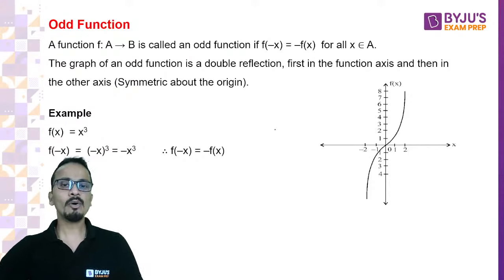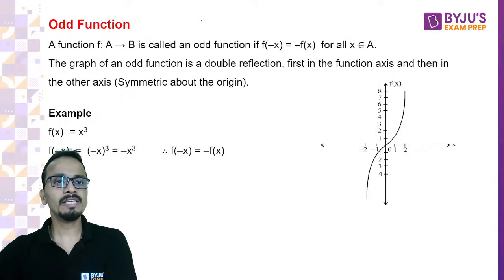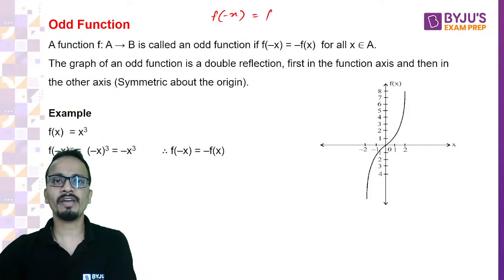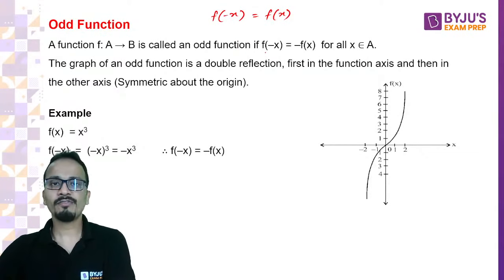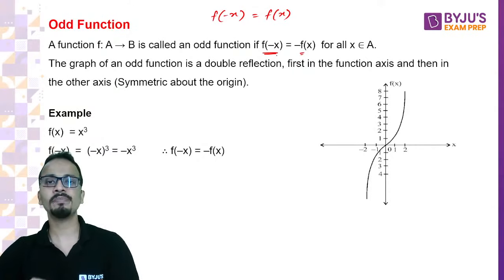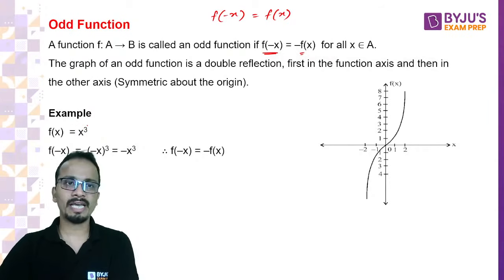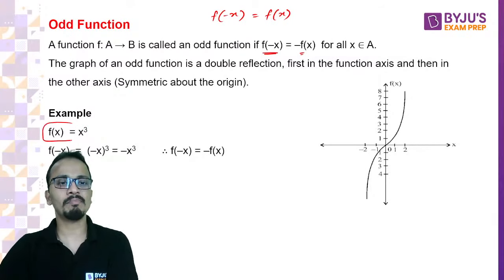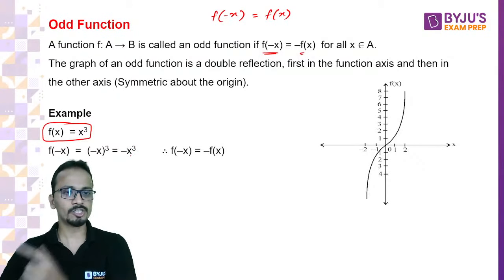Okay. Now in the even function, I'll write it again on this page, the condition was f of minus x should be equal to f of x. All right. In case of an odd function, f of minus x should be equal to minus of f of x. So if I take an example of an odd function, look at this example, f of x is equal to x cube.